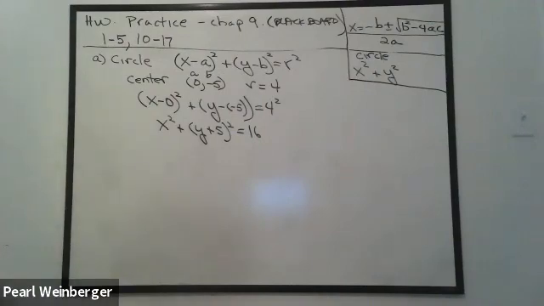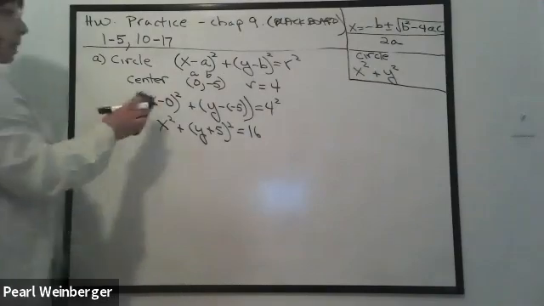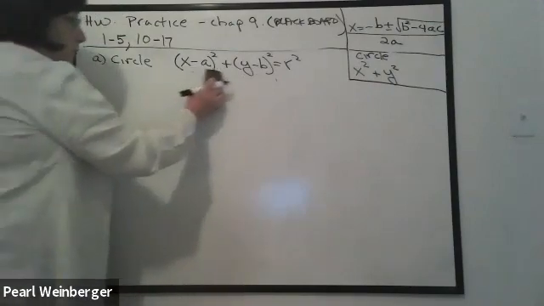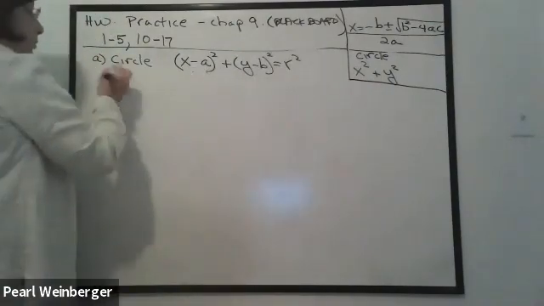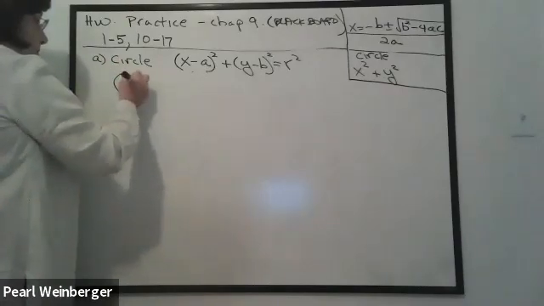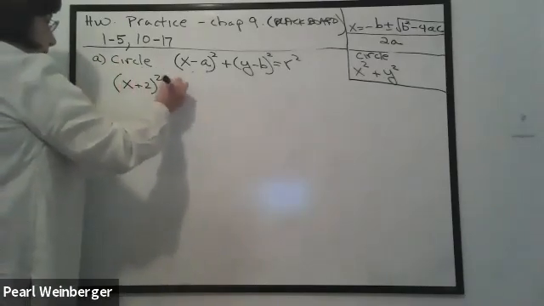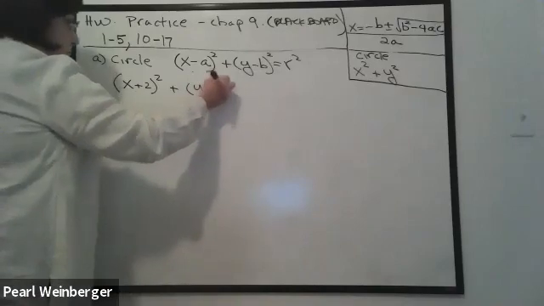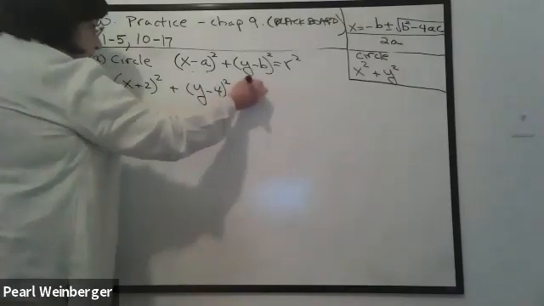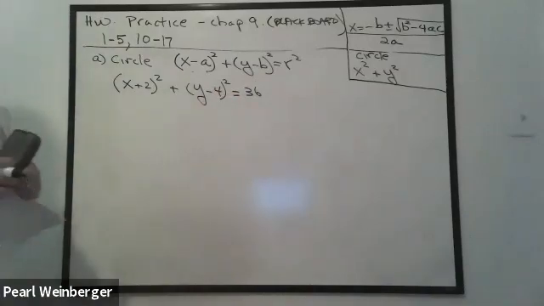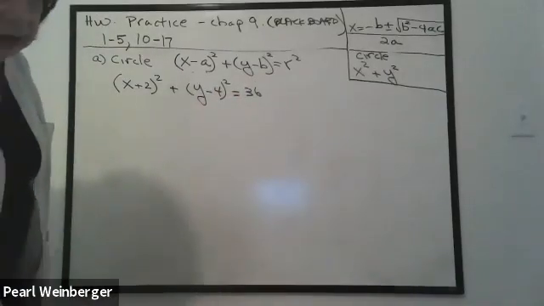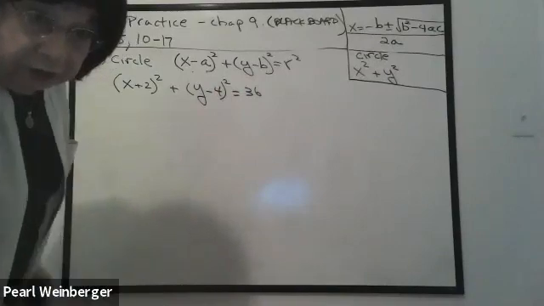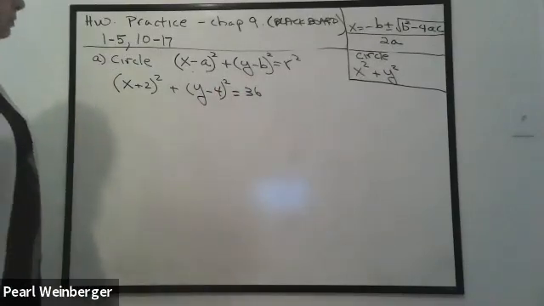So let's say I gave you this equation. Give you a different equation. Suppose I gave you this equation. (x plus 2) squared plus (y minus 4) squared equals 36. Could you tell me the center and the radius? And the answer is yes. We certainly should be able to figure out what the center and the radius of the circle is.